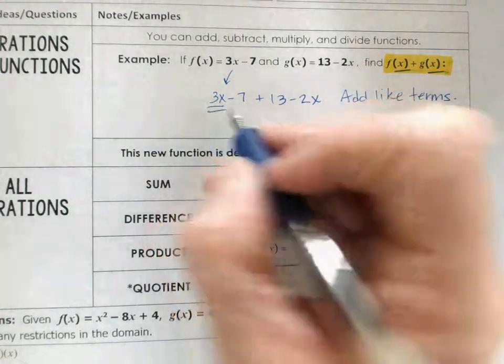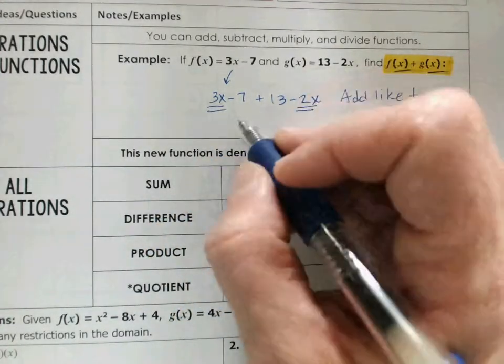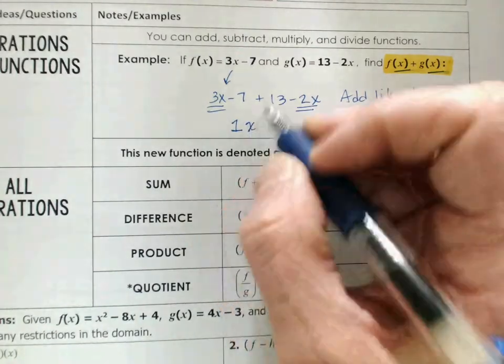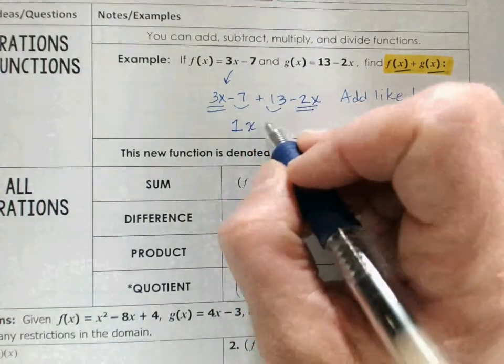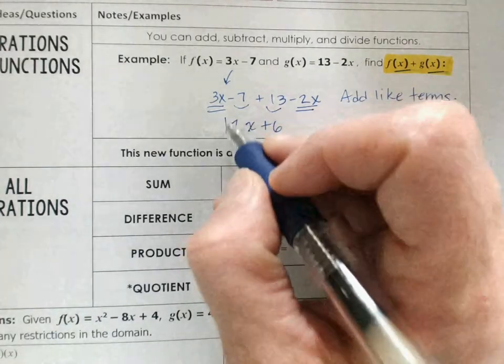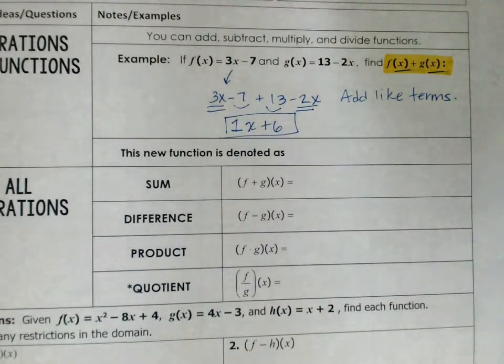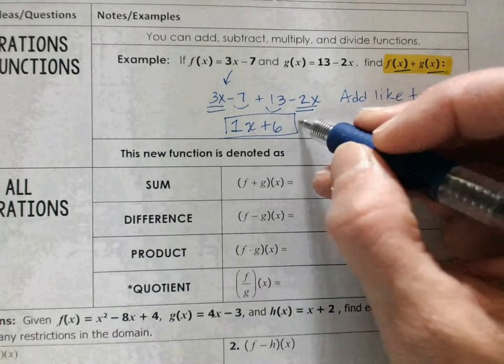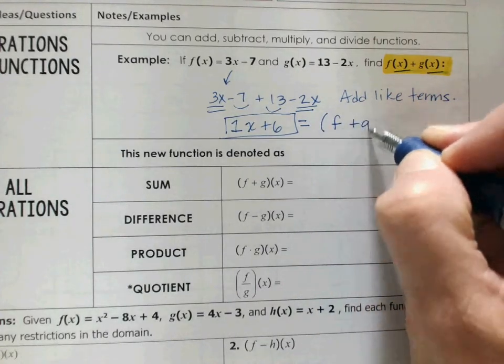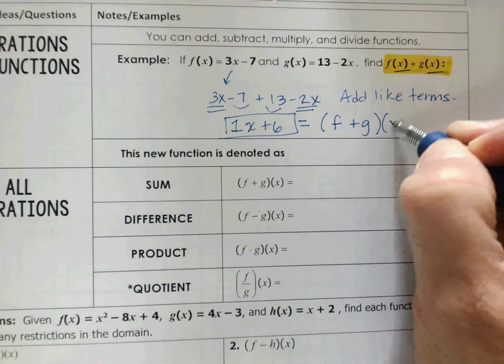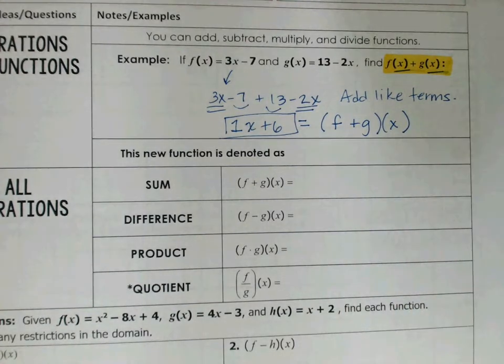So we have 3x, take away 2x, so that just gives us 1x. And then we have a negative 7 and a positive 13. So x plus 6 is our answer. And you do not have to write the 1 if you don't want to. So that's easy, okay? Now, that is our new function, and this new function is called f plus g of x. All we did was add, okay?